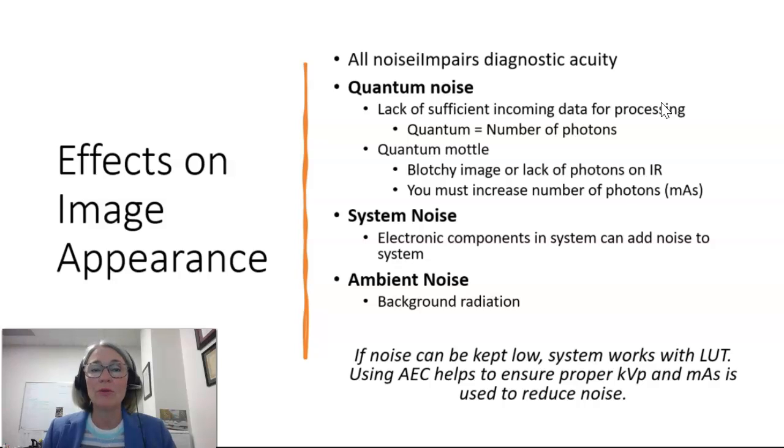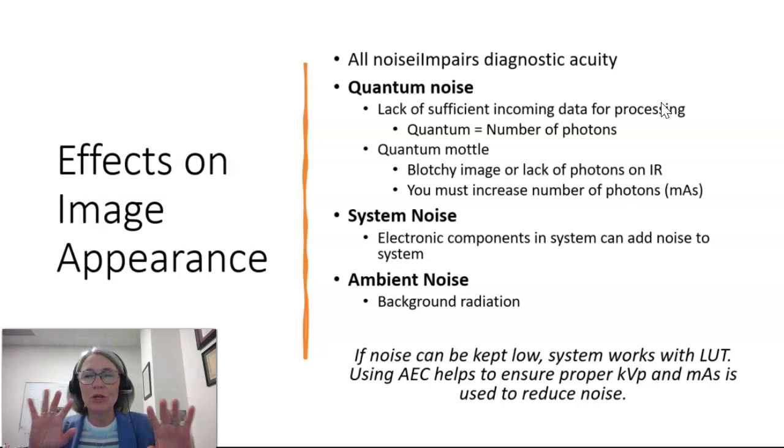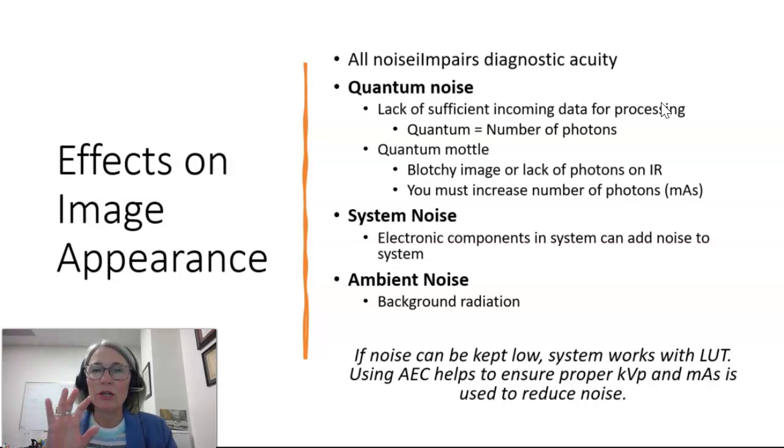Quantum mottle is a blotchy, salt and pepper looking image, where there are just not enough photons hitting. You can see the spots of black where the photons hit, and then the white part is where there are no photons. Normally what we'll do is increase our mAs for that. As long as you have the proper kVp, we'll increase our mAs to accommodate for quantum noise. Quantum mottle, same.